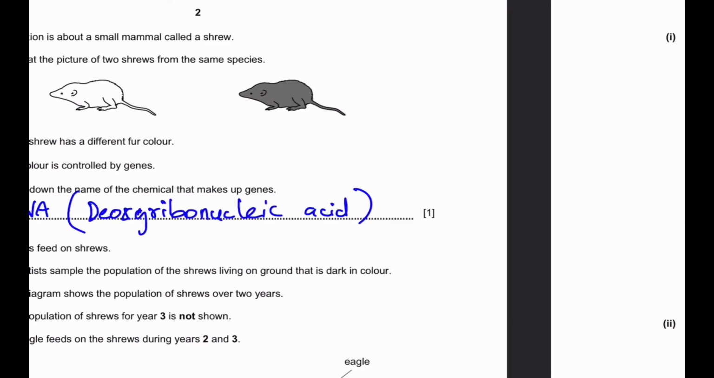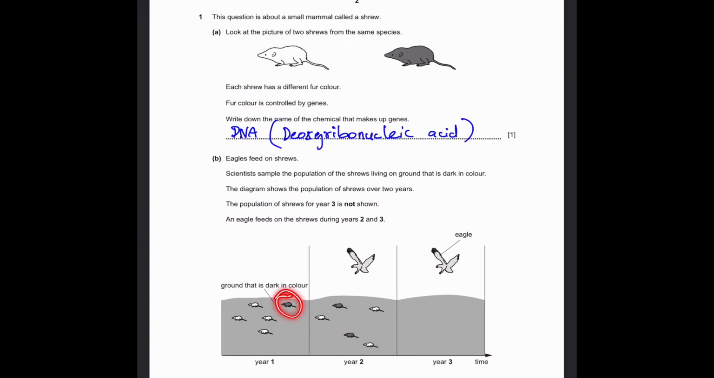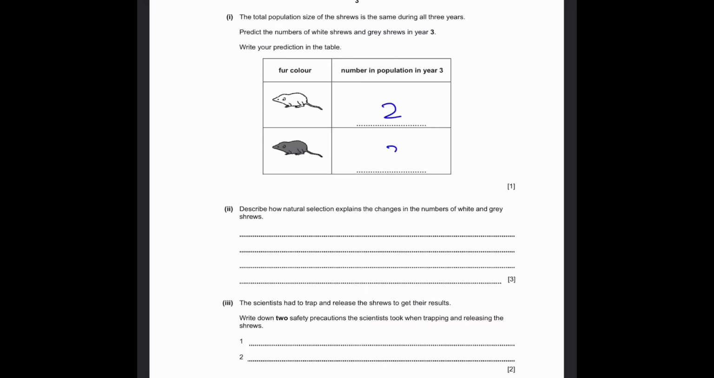We can see that in year 1, there's only one dark shrew and 4 of them are white. And in year 2, it becomes 2 dark and 3 white. That's because the ground is dark in color and these shrews won't be as easily visible as these, so the eagle can eat more white shrews. In year 3, this trend is likely to continue, so there'll be 3 dark shrews and 2 white. That's our answer.